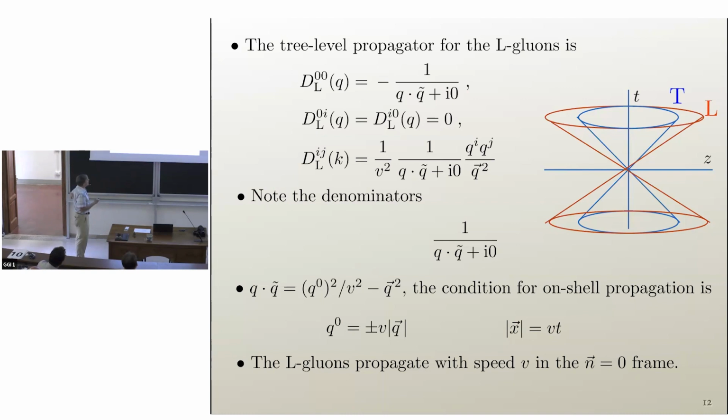And then here is the other cone for the L ones. Well, I just drew it outside. In any reference frame, it would be outside of the light cone, but it's particularly simple in this reference frame. So what do I learn? In this frame where the vector n is along the time axis, the L gluons propagate with a speed bigger than 1.